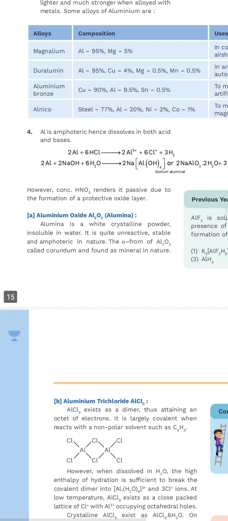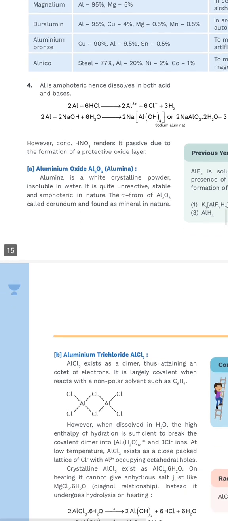Aluminium is amphoteric, hence it dissolves in both acids and bases. However, concentrated nitric acid renders it passive due to the formation of a protective oxide layer.